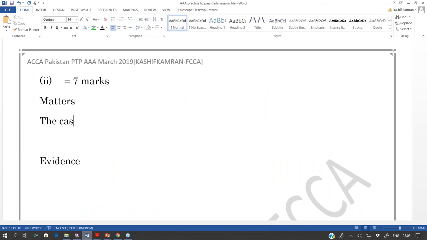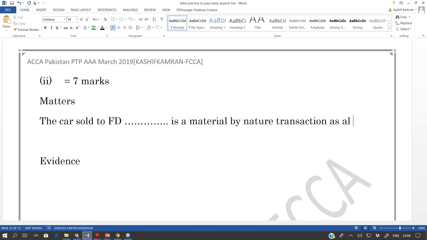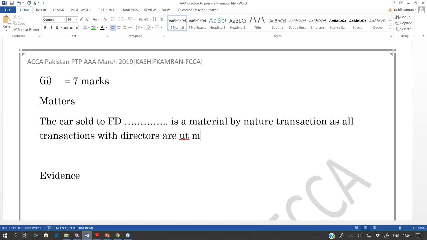the car sold to the finance director, whatever the name of the finance director is. The car sold to the finance director is a material by nature transaction, as all transactions with directors are utmost important for shareholders. So see, I didn't use the value, so we are scoring the 1.5 marks.